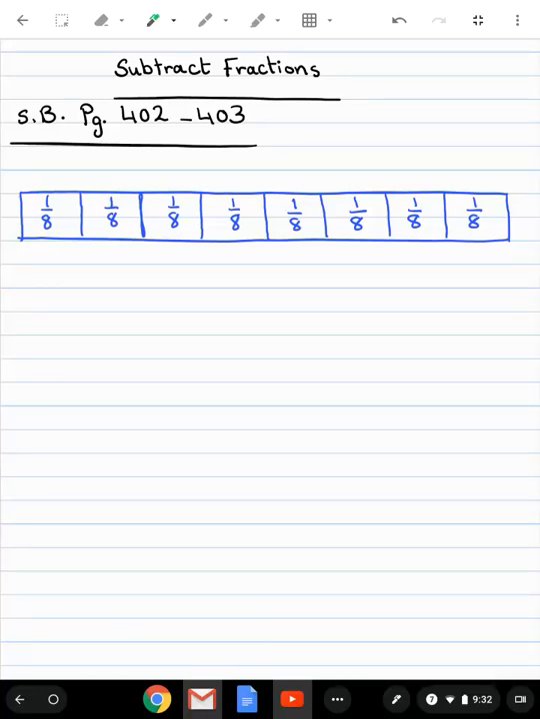Good morning, grade 3. Today we will learn to subtract fractions. It's in the student book, page 402 and 403.